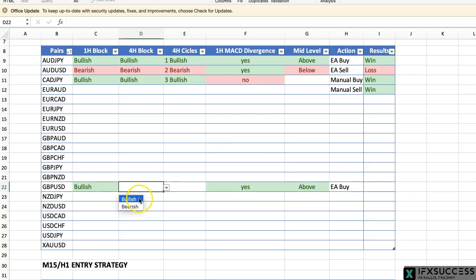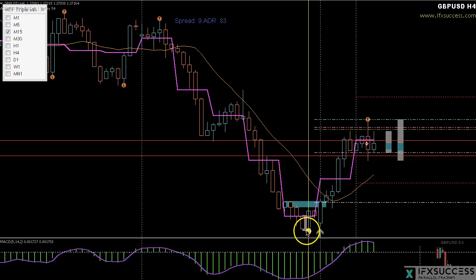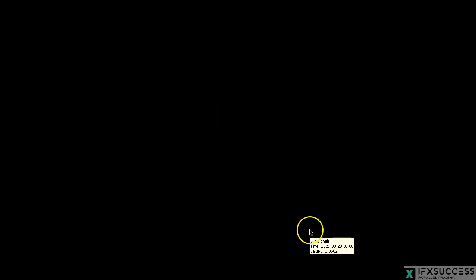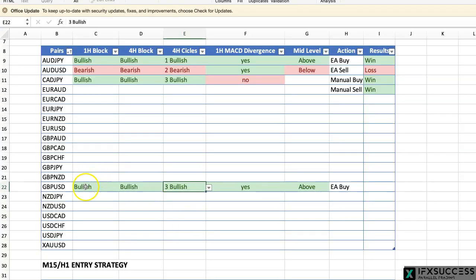So we would just write bullish. And here we write the 4 hour cycle, which is going to be a 3. Why number 3? Because right over here we have a number 3 bullish cycle, and that's what we're expecting. So we have a lot of stuff going our way. This is a strong bullish number 3 cycle. I did set it to buy, and I did win this trade.